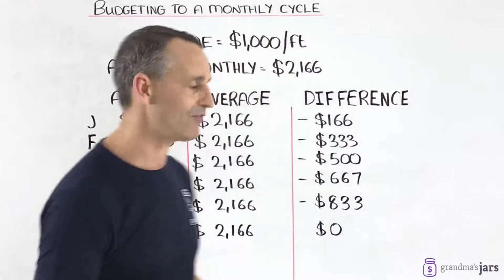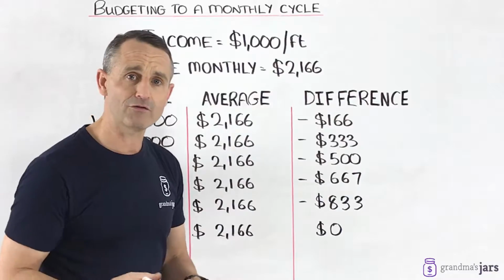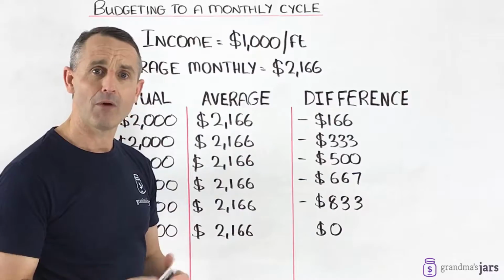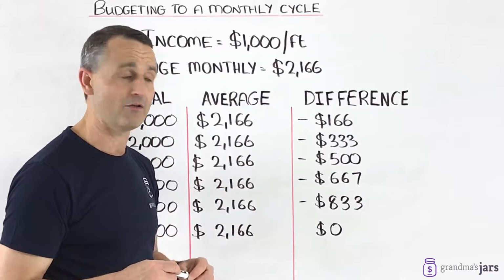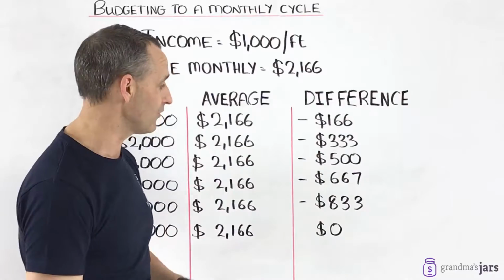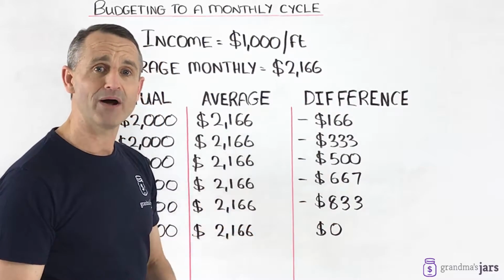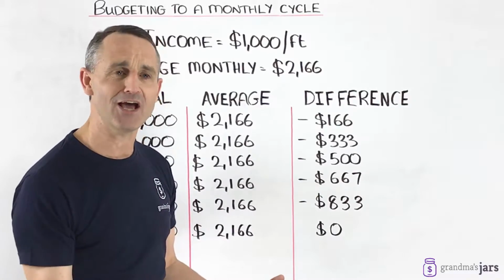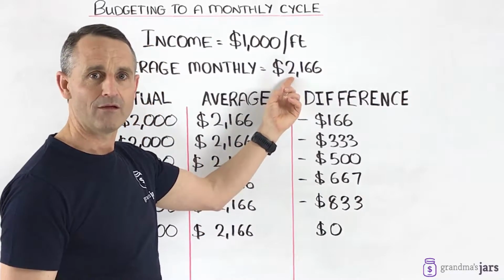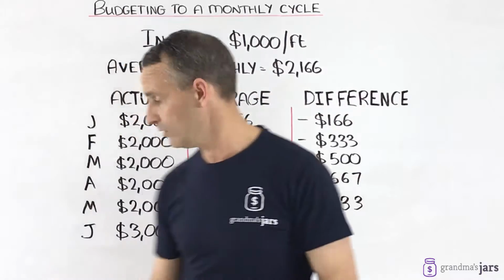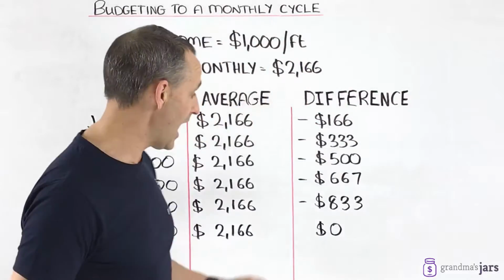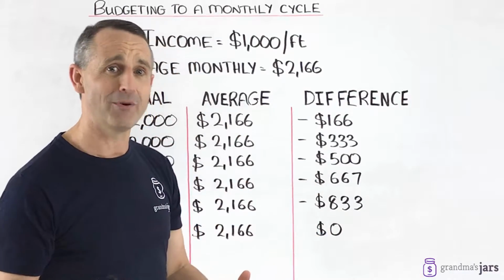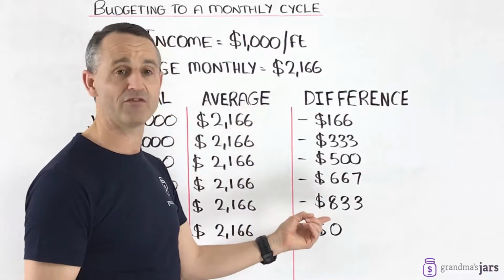That can really throw us out, because if I've been budgeting to $2,166, in month 1, so in January, my budget is falling behind by $166. In month 2, it's $333. And I get to May, and my budget is $833 in the red, because I haven't been receiving the income that I base my budget on. Of course, when we get to June, I get $3,000, and the ledger is squared up, and I'm back to zero, which is great, but it can cause me some heart palpitations while this is going on.